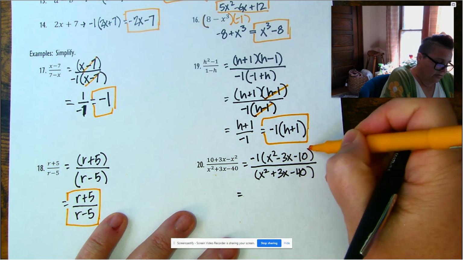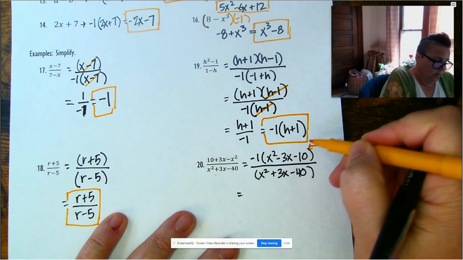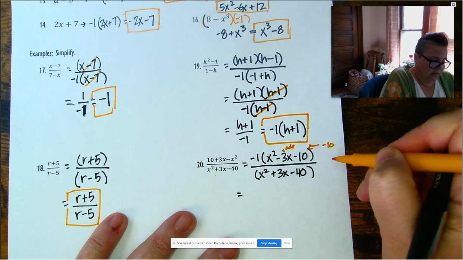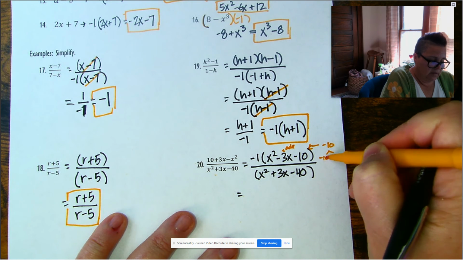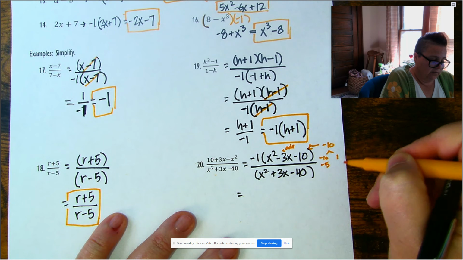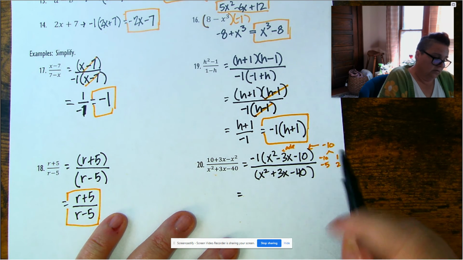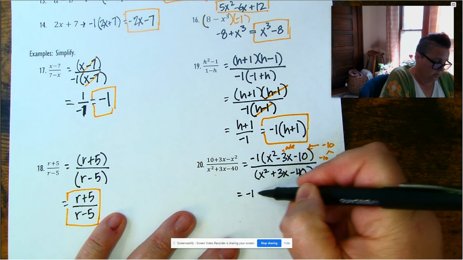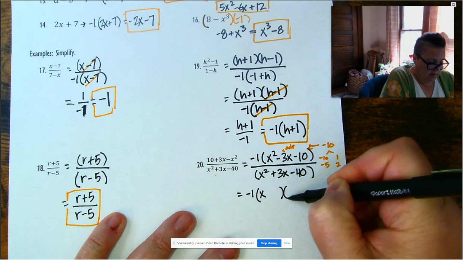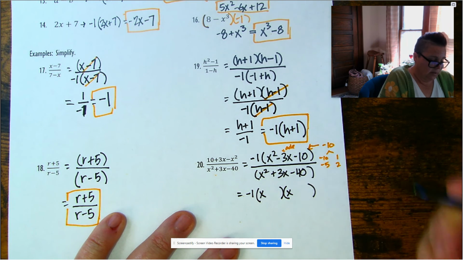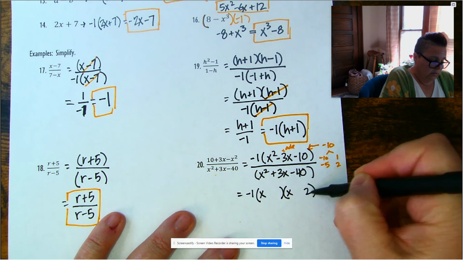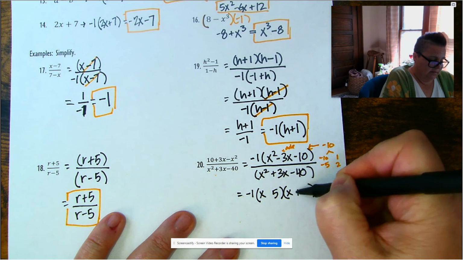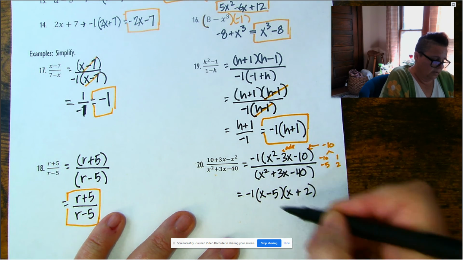What are the factors of a negative 10 that will add to give you a negative 3? Negative 10 could be a negative 10 and 1. It could be a negative 5 and 2. So I see the negative 5 and 2 will add to be a negative 3. So this can be a negative 1, we'd have an x, and we'd have another x. That'll give us our x squared. We need a 2 and a 5 to give us our 10. The 2 will be positive, the 5 will be negative. That will get us the negative 3.